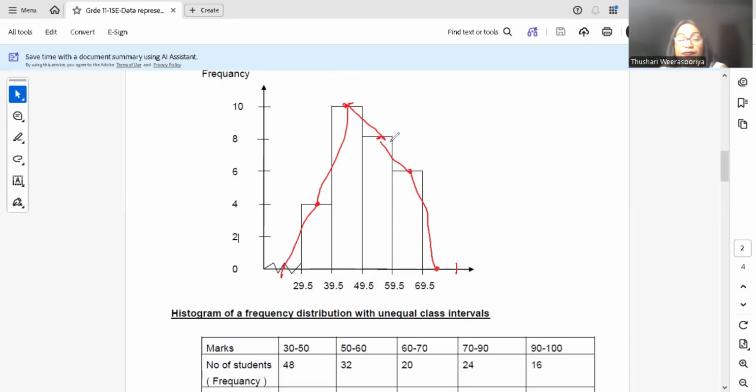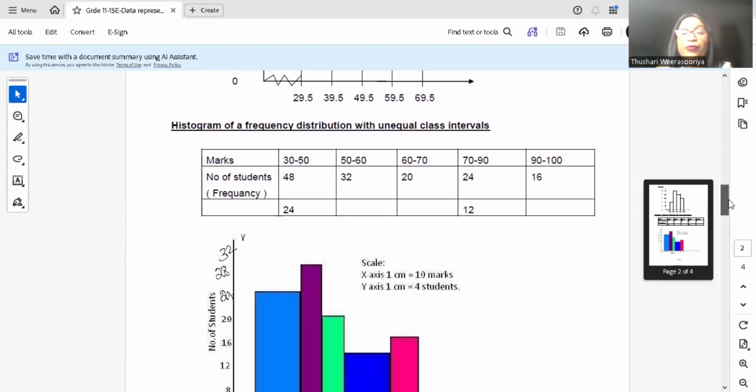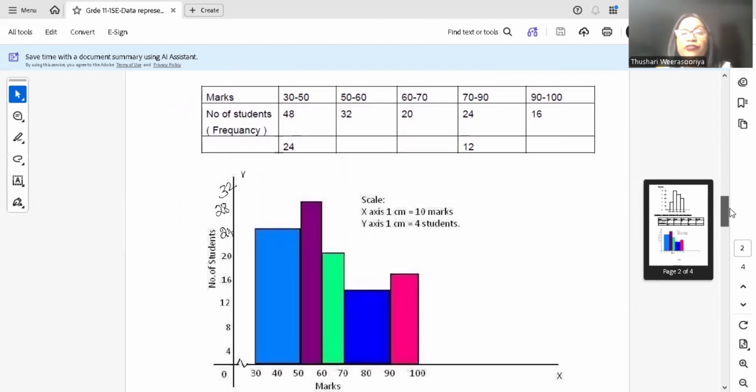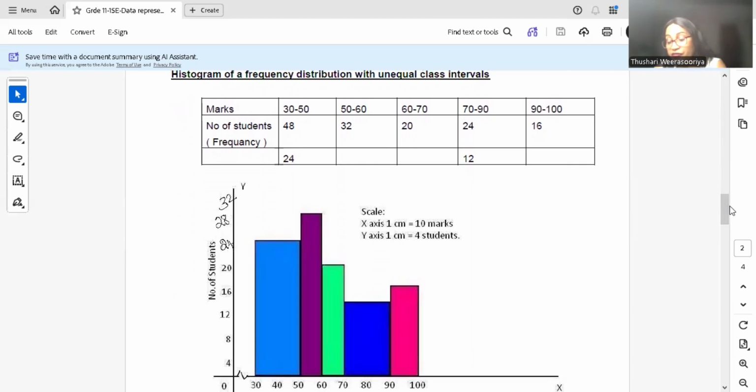That is histogram for frequency distribution with unequal class interval. As I said earlier, when you have data to draw the histograms, right? Make it as a habit to check the gap. Sometimes you get unequal class intervals. Now, this is an example like this. Now, what is the gap between 30 to 50? What is the gap? 20. This one, 10. This is 10. This is 20. And this is 10. Now, see, the gaps are different.